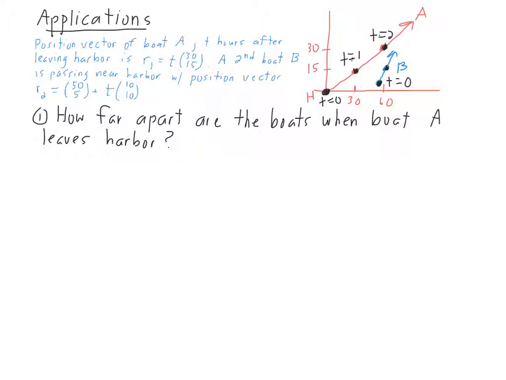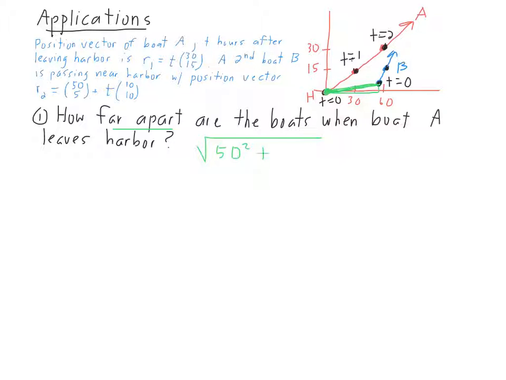So we are trying to find how far apart the boats are when boat A leaves harbor. What we're really looking to find is right here, where boat A leaves harbor. We're really trying to find this distance, showing us how far apart they are when the first boat leaves the harbor. Hopefully you can see that this is really just going to be the Pythagorean theorem. We can make a right triangle around this, and boat B starts at 50, that's the x, and then the y would be 5. To find how far apart, we're trying to find the length of this segment between those two boats.